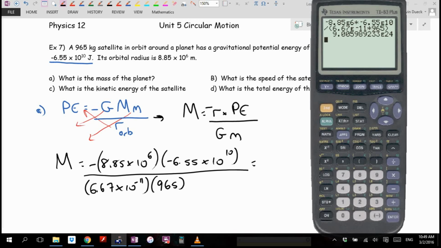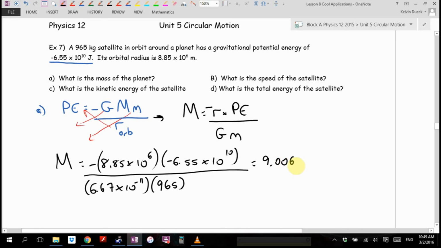Times 10 to the? Oh, and you know what? I think Earth is 10 to the 24th. So I'm okay with this. This seems like a planet-ish thing. Because I know I'm going to use this, I'm going to write 9.006 times 10 to the 24th, and then I'm going to write 9 times 10 to the 24th kilograms. Although Mr. Duick says go to 2 or 3 sig figs, I'll go 9.0.